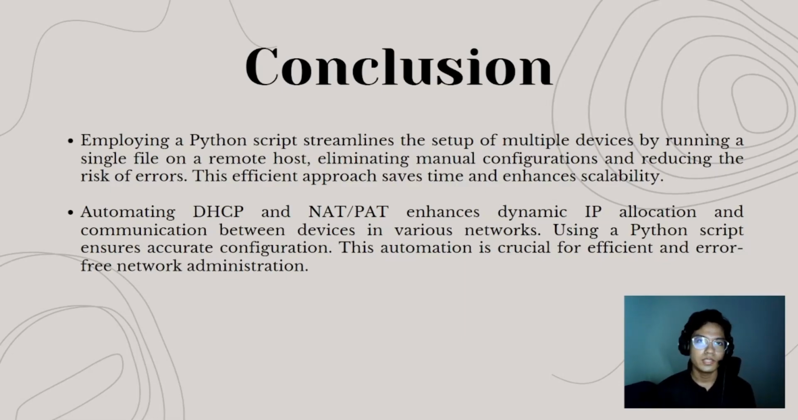Besides that, automating DHCP and NAT or PAT can also enhance dynamic IP allocation and communication between devices in various networks. Using a Python script ensures accurate configuration, preventing errors in DHCP pools and NAT interfaces. This automation is crucial for efficient and error-free network administration.